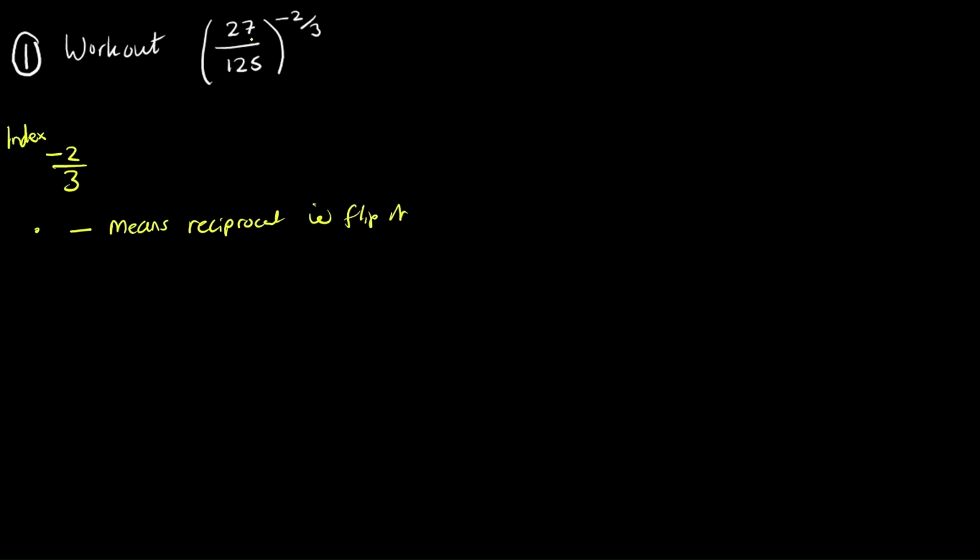So I could change that to 125 over 27 to the power 2/3. The minus is gone because I flipped it. Now we've got this 2/3 bit. The top two would mean square it, as it normally does, but I don't fancy squaring those numbers. However, the third is a root, so the 3 on the bottom is going to mean cube root.